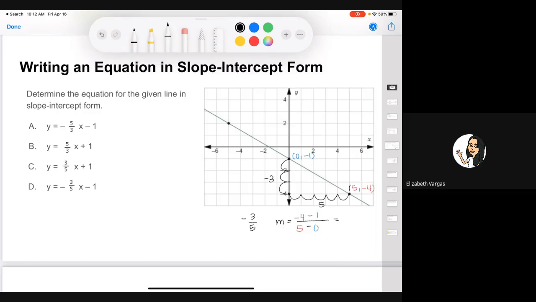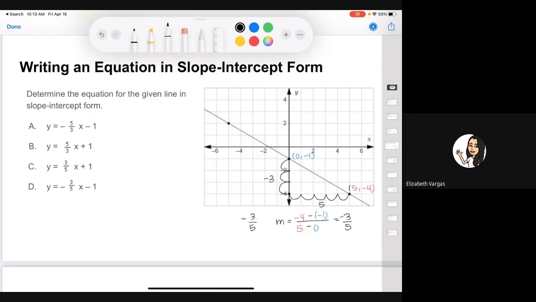hold on 1 second. This is a -1. -1. Okay. And then that gives me -3 over 5. Okay. And so you'll see I get the same slope. The reason I can use rise over run here is because I technically am going by units of 1. But whatever your preference is to find your slope.